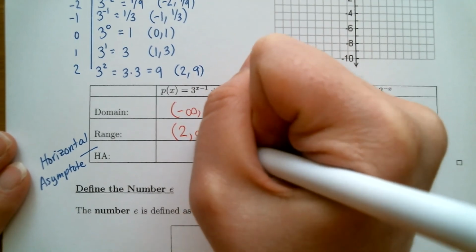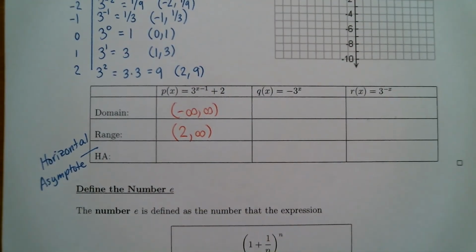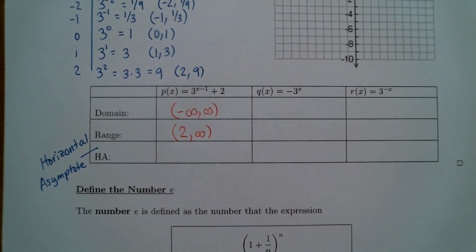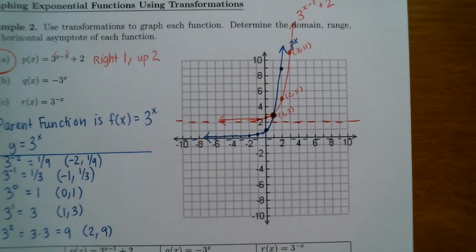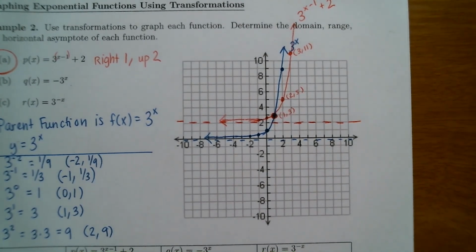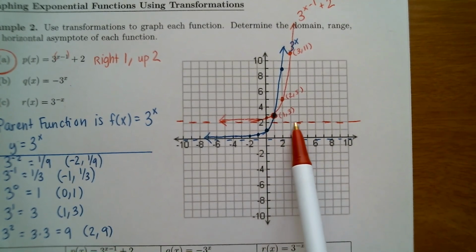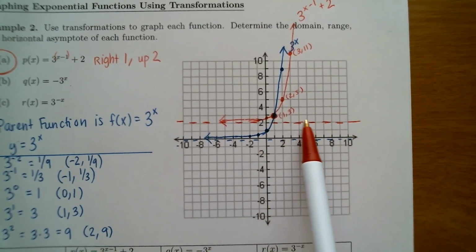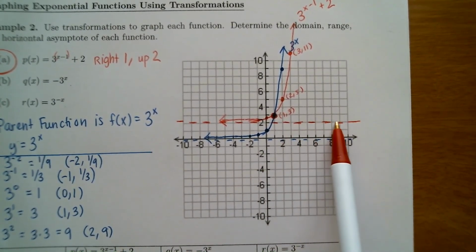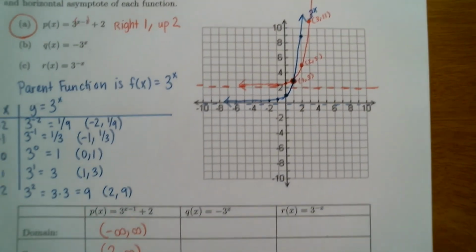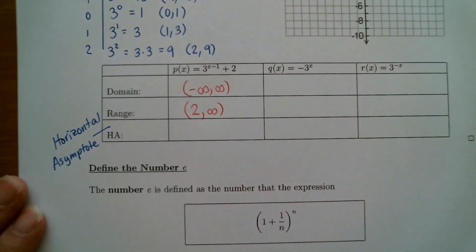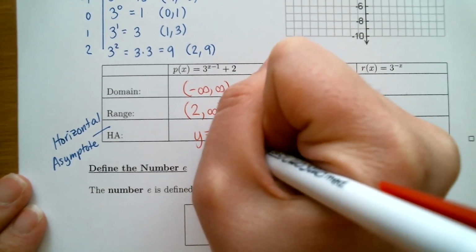And then lastly, we need the horizontal asymptote. You have to write down an equation. It cannot be just a number. The horizontal asymptote, the line that your graph is getting closer and closer to without touching, is this red dotted line. Horizontal lines are always y equals. It's going to be y equals 2 here because if you look at specific points on this red dotted line, each one has a y coordinate of 2. So the equation of your horizontal asymptote is y equals 2.